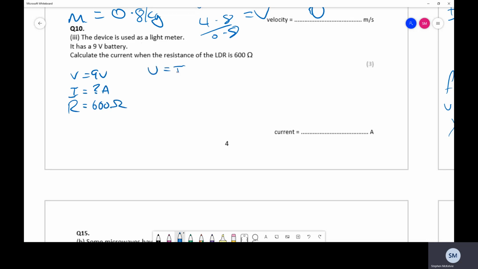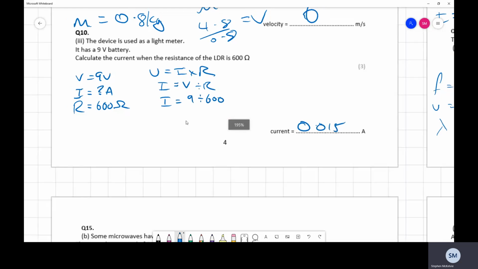I'm going to pop that in. V equals I times R. I'm going to do my equation. We'll rearrange for I. I need to make I the subject, so I'll divide across by R. V divided by R will equal a certain number. 9 divided by 600. Put that into my calculator. Not 610, rather 0.015. The current is 0.015 amps.